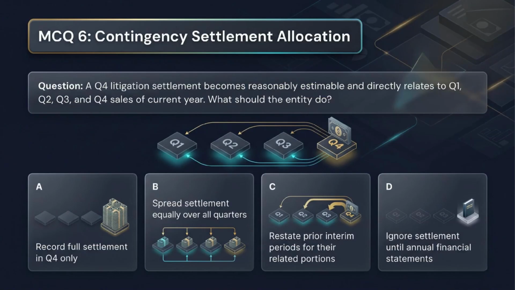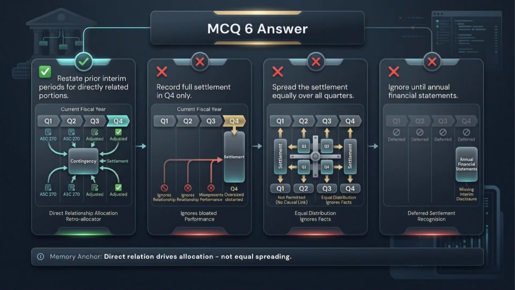AQ4: a litigation settlement becomes reasonably estimable and relates directly to sales in Q1, Q2, Q3, and Q4 of the same fiscal year. The key phrase is directly relates. The answer should follow the periods connected to the underlying activity, not the date when the settlement became estimable. The correct answer is C.